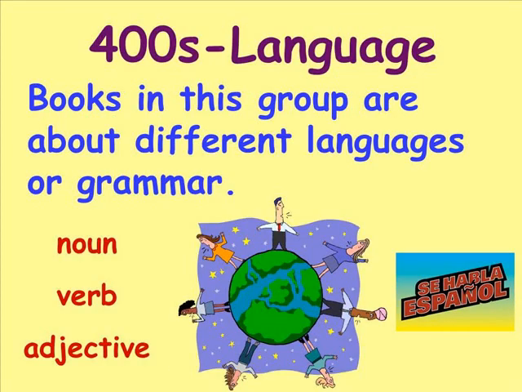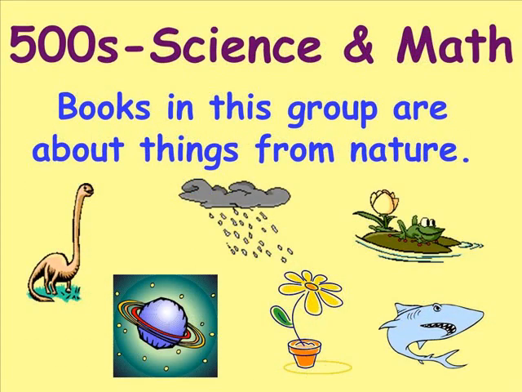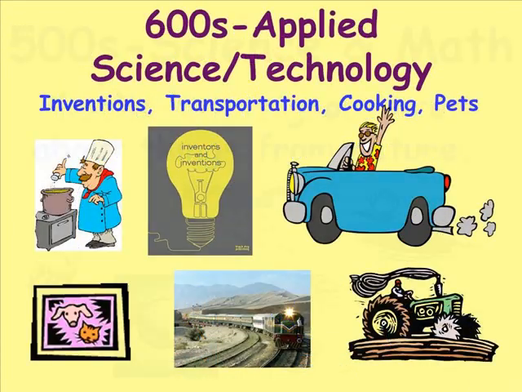The 400s is language. Books in this group are about different languages or grammar, like nouns, verbs, and adjectives, or Spanish. The 500s is science and math. Books in this group are about things from nature, like dinosaurs, weather, insects, planets, the solar system, flowers and plants, and animals. The 600s is applied science or technology. This is where you find books about inventions, transportation, cooking, pets, and farming.